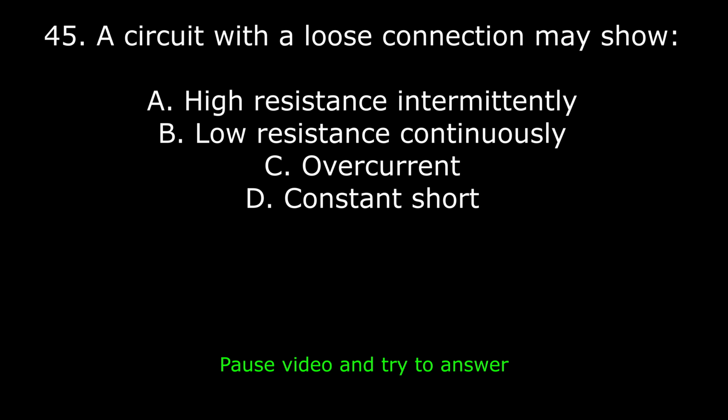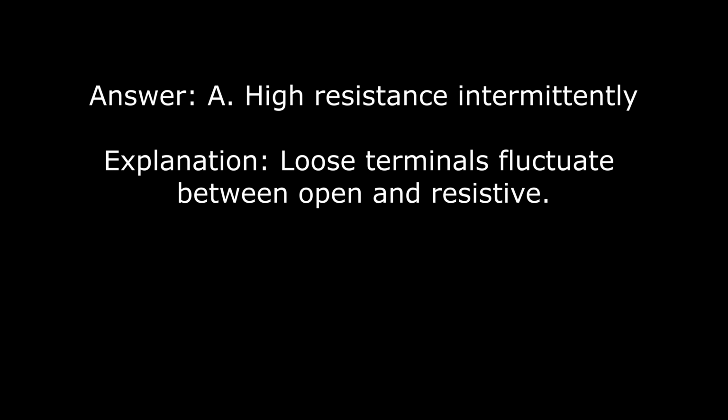45. A circuit with a loose connection may show A. High resistance intermittently, B. Low resistance continuously, C. Overcurrent, D. Constant short. Answer: A. High resistance intermittently. Explanation: loose terminals fluctuate between open and resistive.